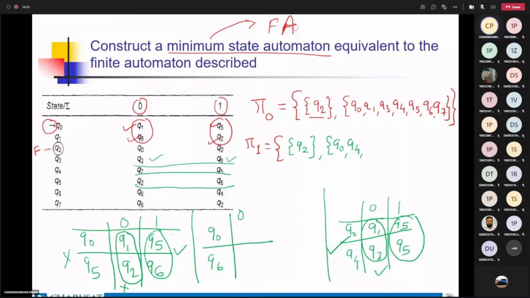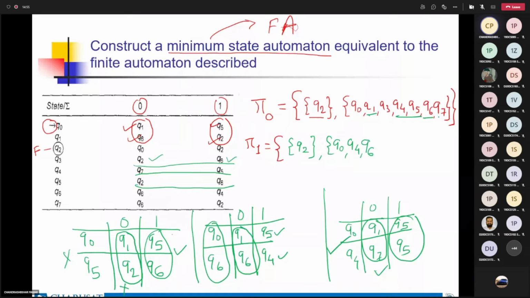0, 1. So Q1, Q5, Q6, Q4. So 1 and 6 are within one set. 5 and 4 are within one set. So they are equivalent. This Q0 and Q6 are equivalent. So after Q4 we have to write down Q6.